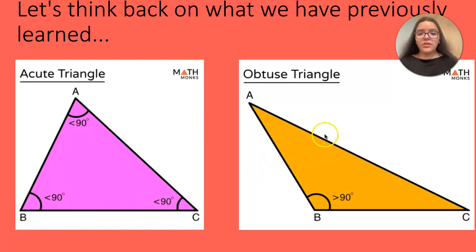An obtuse triangle is classified as an obtuse triangle if only one angle is greater than 90 degrees. So here in this diagram, we can see that angle B is greater than 90 degrees. For both an acute and an obtuse triangle, all three angles must add up to 180 degrees.